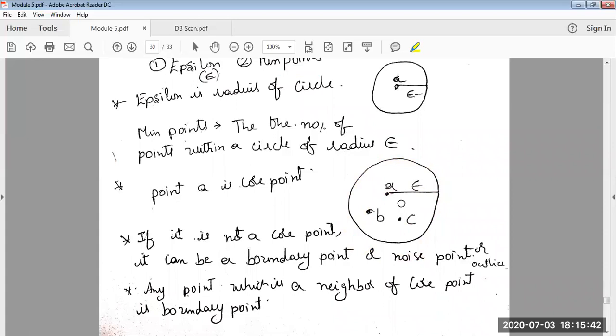Now, what if point A is not a core point? When does it not qualify to be a core point? If the number of points is less than the minimum, then it does not qualify as a core point.